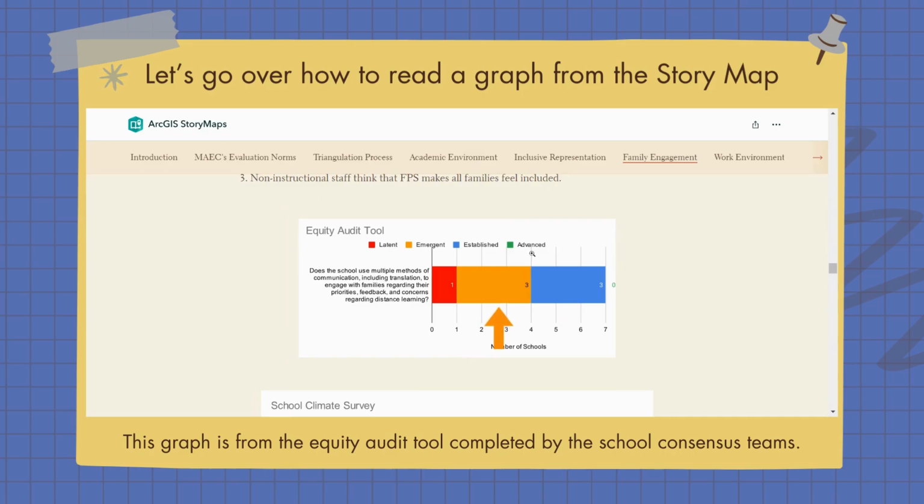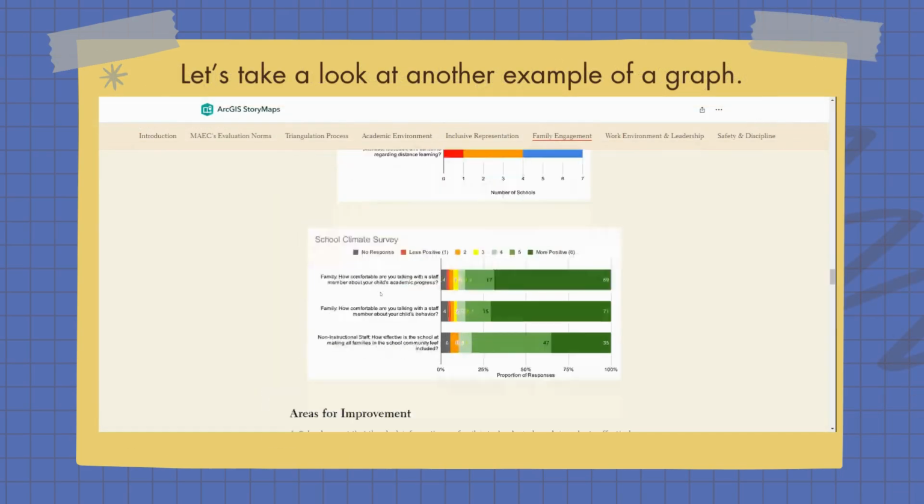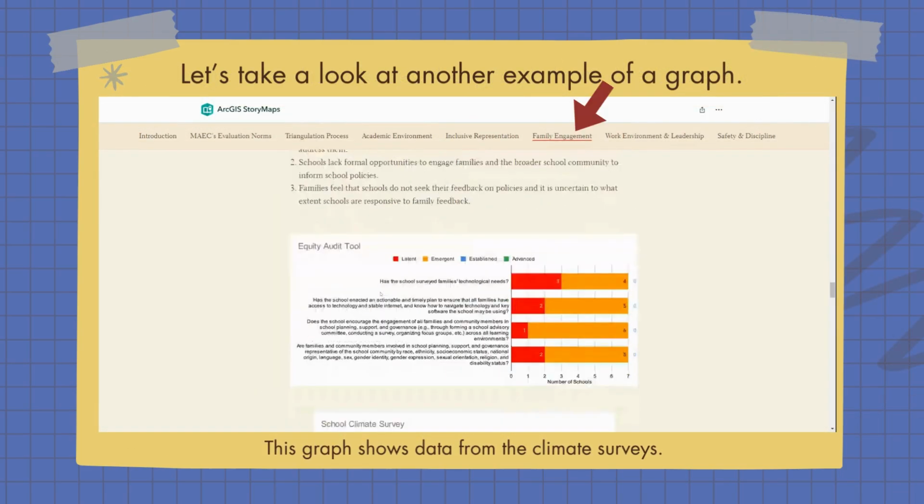The orange portion of the bar shows that 3 schools rated themselves as emergent because they have some systems in place but could improve on engaging with families using multiple methods. The 1 school in red is rated latent, which means they don't have a system for engaging with families using multiple methods of communication. Now let's look at a graph from the Areas for Improvement for Family Engagement that shows data from the school climate surveys.